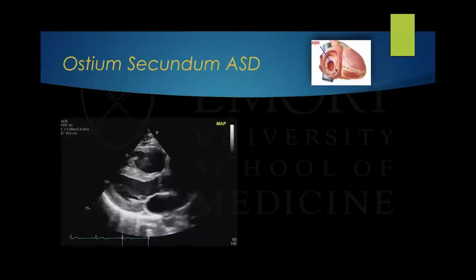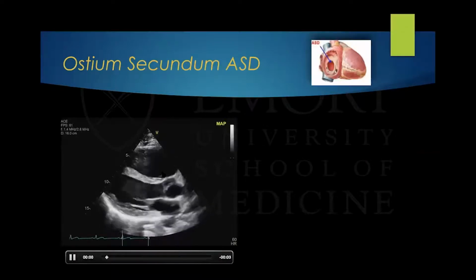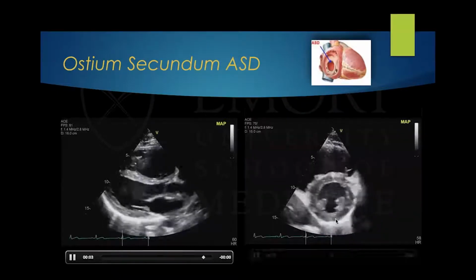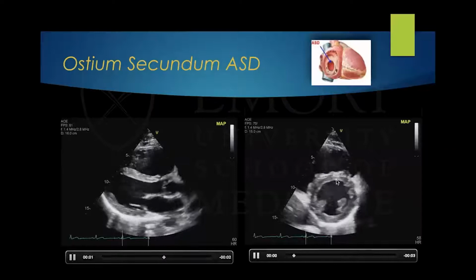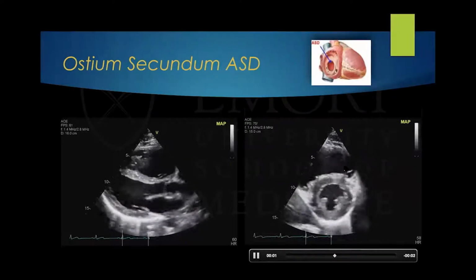Moving to the next type of ASD, the Ostium Secundum ASD. When you start looking at the parasternal long axis view, you will appreciate that there is a dilation of the right ventricle, and the left chamber seems to be normal. As we move to the short axis, we see some degree of D-shape of the ventricular septum. The right ventricle appears dilated, and the ventricular function is normal.